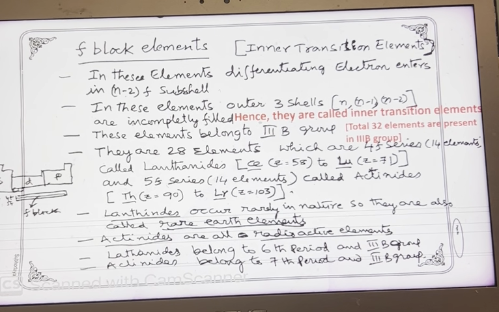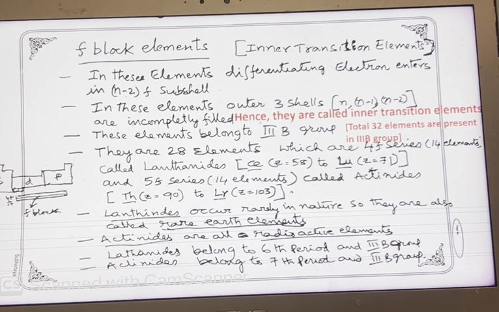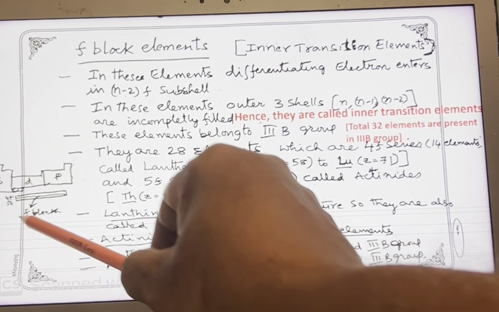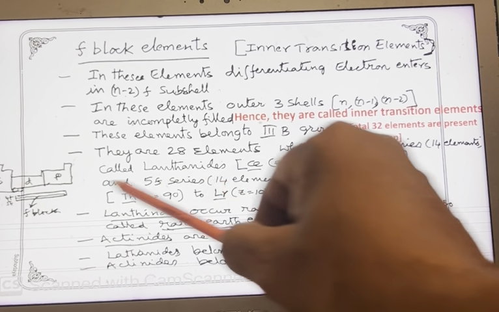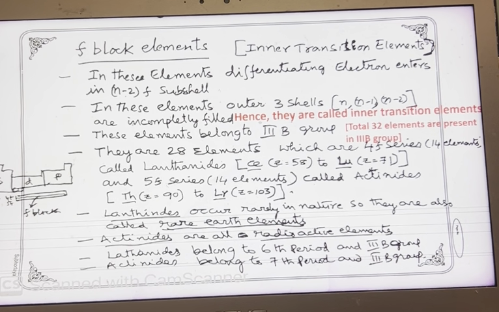Lanthanides occur rarely in nature, so they are also called rare earth elements. Another 14 elements are there, coming in the 7th period. In the 6th period, the lanthanides are there. In the 7th period, the 5f orbital is filled by the differentiating, last electron. So those are called actinides.